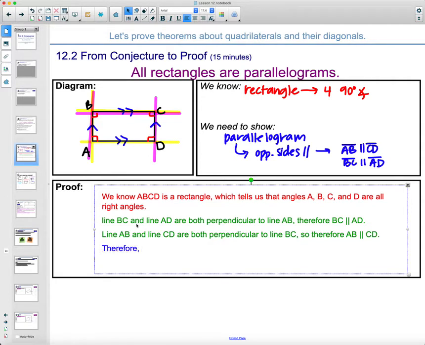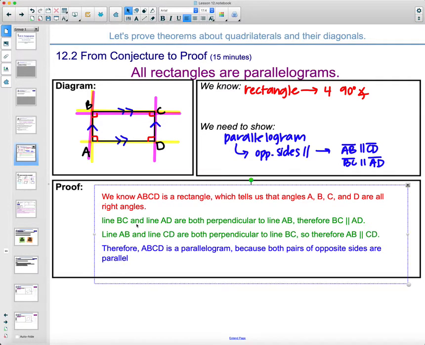Therefore, ABCD is a parallelogram because both pairs of opposite sides are parallel. And you definitely showed this in your proof right here and right here.